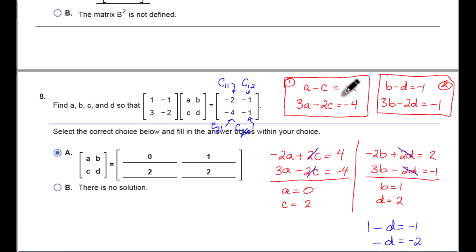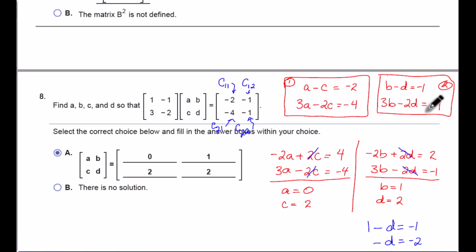All right, well, let's see. What about C12? C12, I have first row, second column. So 1 times B, well, that's just B, minus D, and that must equal minus 1. All right, and if you do that for C21 and C22, then you get these other equations.